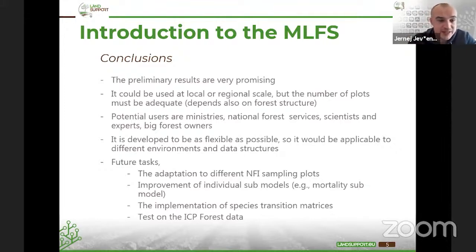So currently it is based on so-called concentric plots. This is a special design of forest inventory, which is very common in Europe. But in the future, we will also adjust the model for different kinds of sampling plots. We plan to improve some of the submodels, because currently we realize that to estimate and to model mortality, it's really difficult. So we would like to improve this part.